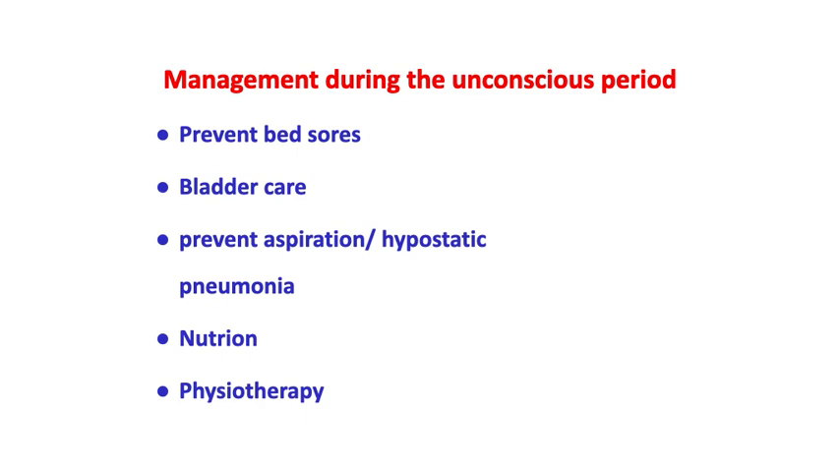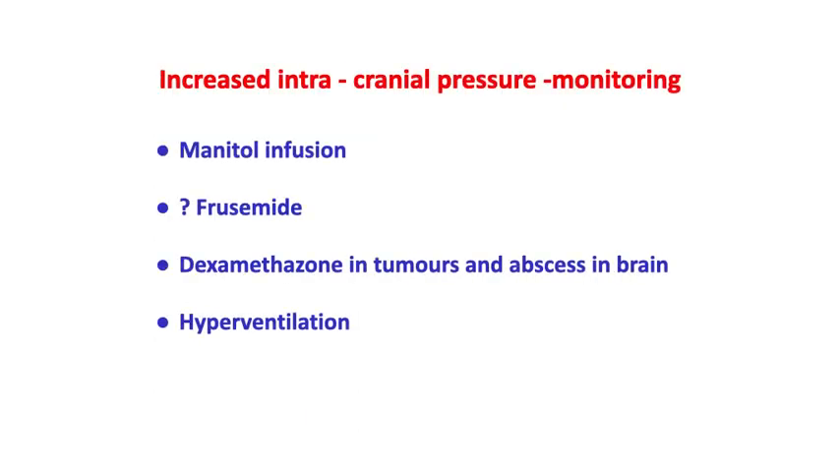One thing is to prevent pneumonia, hypostatic pneumonia, and aspiration pneumonia, and also to prevent contractures developing. If there is suspicion of raised intracranial pressure, intracranial monitoring would be ideal but cannot be done in all the centers. Mannitol infusion would be useful. Some people use even furosemide or 3% saline.